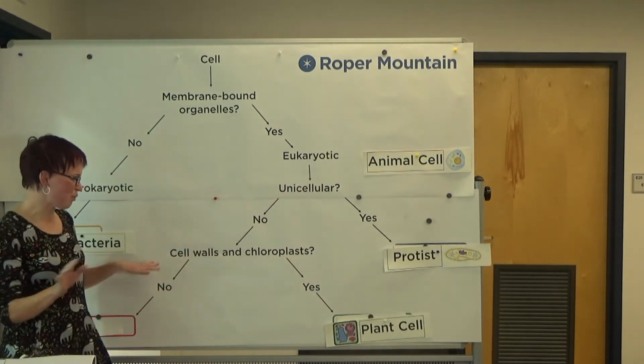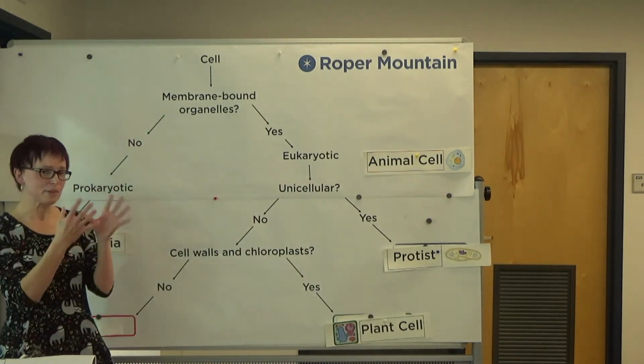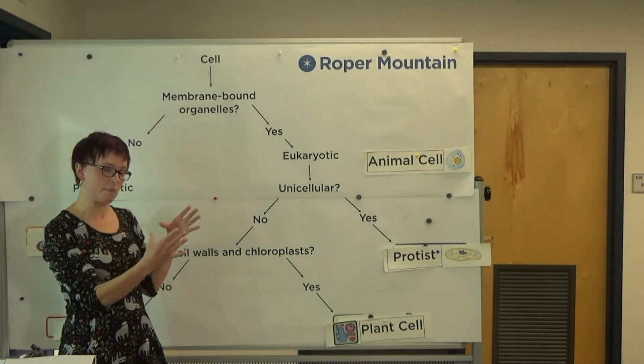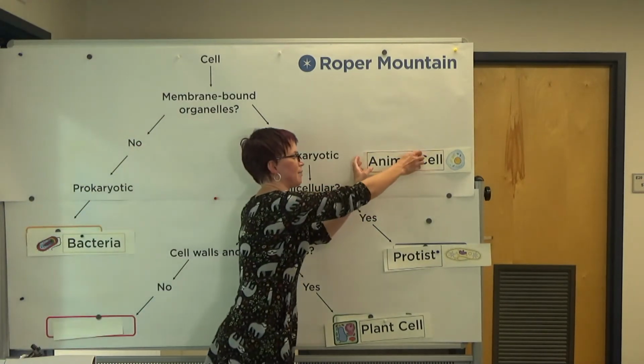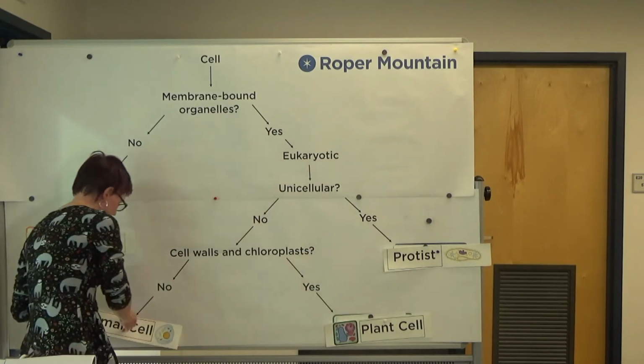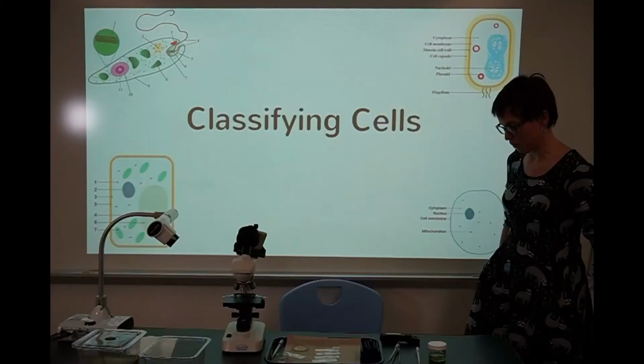Let's say the answer was no cell wall, no chloroplast. It looks kind of blobby. Looks like it just has a cell membrane around it. That's us. That's an animal cell. So that's how you're going to make these choices as we go through.